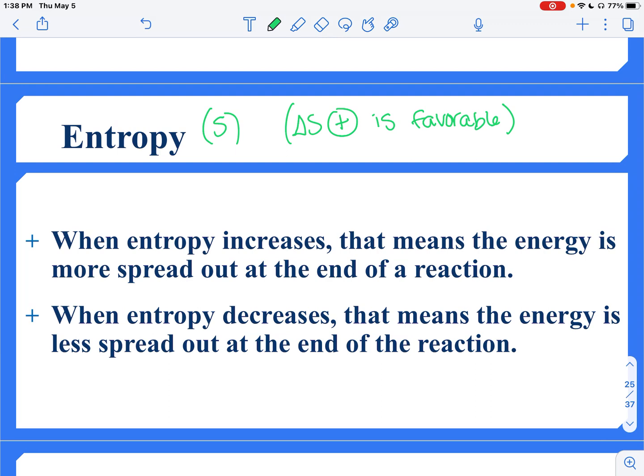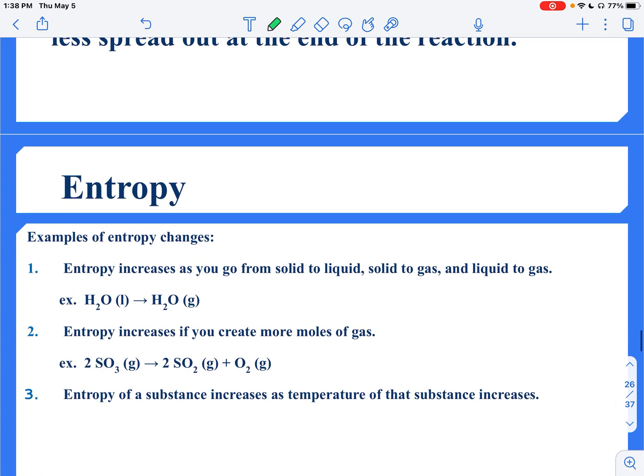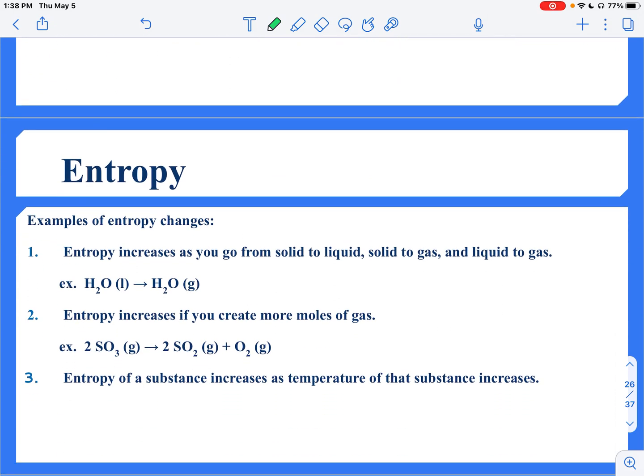Negative delta H is favorable. So if you have a negative change in enthalpy, meaning the reaction's exothermic, that's favorable because we didn't have to add any energy. But delta S is favorable when it's positive. So this is a little bit counterintuitive, but we're going to get to that in just a minute. So let's focus on entropy for right now.